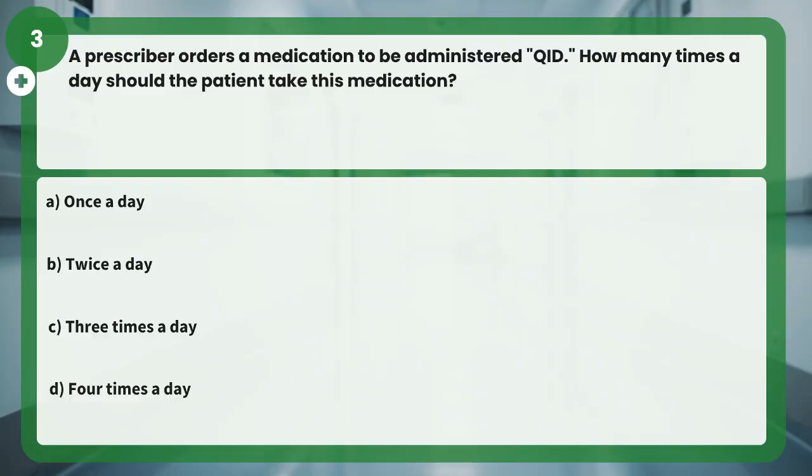Question 3. A prescriber orders a medication to be administered QID. How many times a day should the patient take this medication? A. Once a day. B. Twice a day. C. 3 times a day. D. 4 times a day.